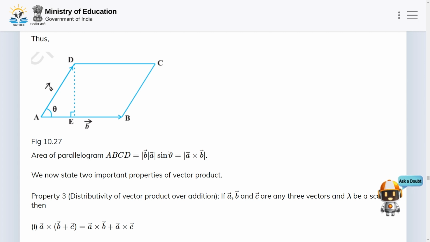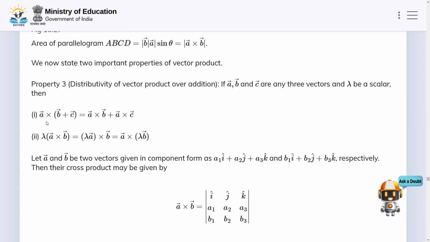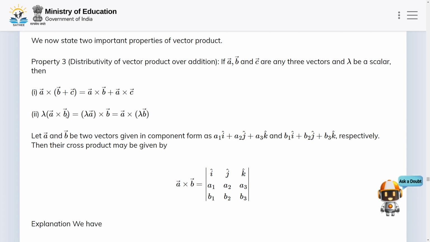Now we state two important properties of the vector product, which are the distributive property over addition and the scalar multiple property. As you can see, if A is crossed with B plus C, this gives the same answer as A cross B plus A cross C. And in this case, lambda can go with A and also with B, and you will still find the same cross product without any change in your final result.